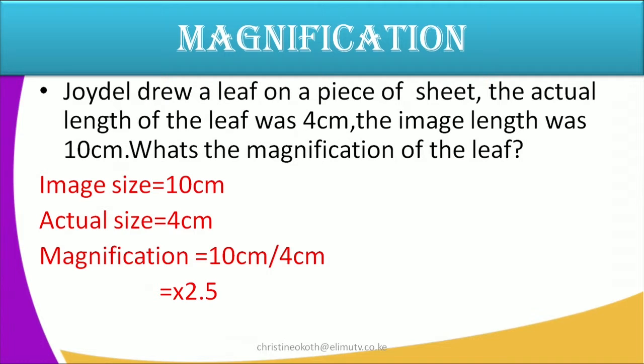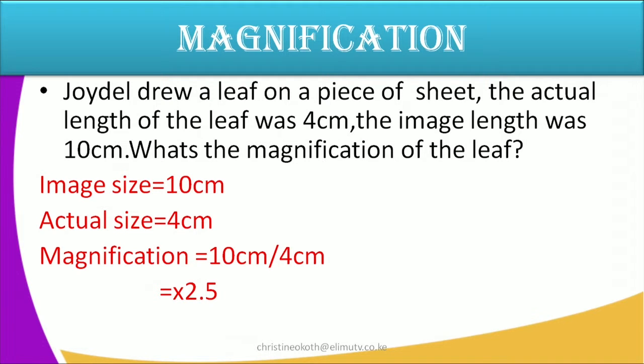So we have this example. Joydell drew a leaf on a piece of sheet. The actual length of the leaf was 4 centimeters and the image length was 10 centimeters. So what is the magnification of the leaf? Start by identifying what you need to calculate and what you have been given. The actual length is 4 centimeters. That is, the specimen was 4 centimeters.